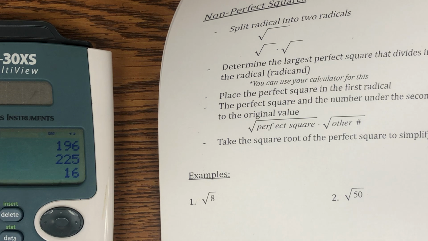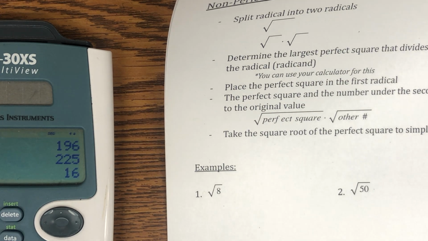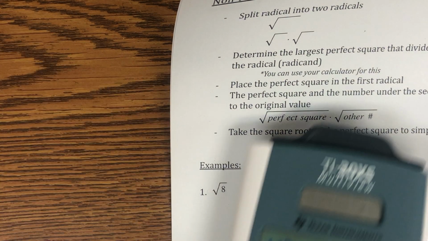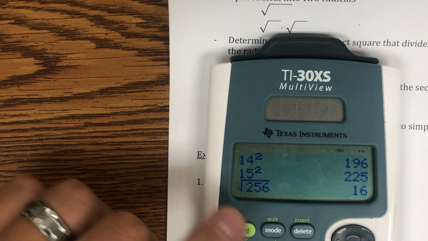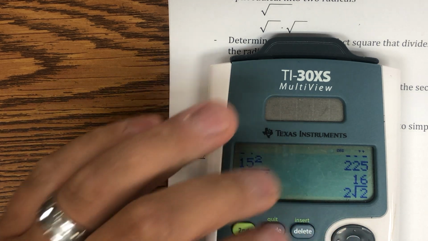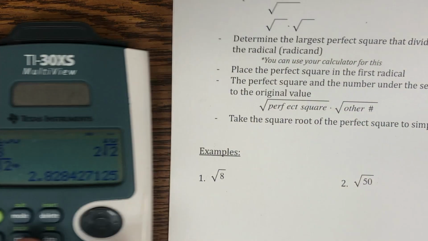And we are not simplified till we pull out every perfect square factor. If you pull out the biggest one first, that's going to be the easiest. So our first one says the square root of 8. If I take the square root of 8, I'm just going to show you what we get here. We get an irrational number, which is a non-repeating, non-terminating decimal. It's 2.828, and it just keeps on going. So that's not a perfect square, so we want to simplify it to exact form.